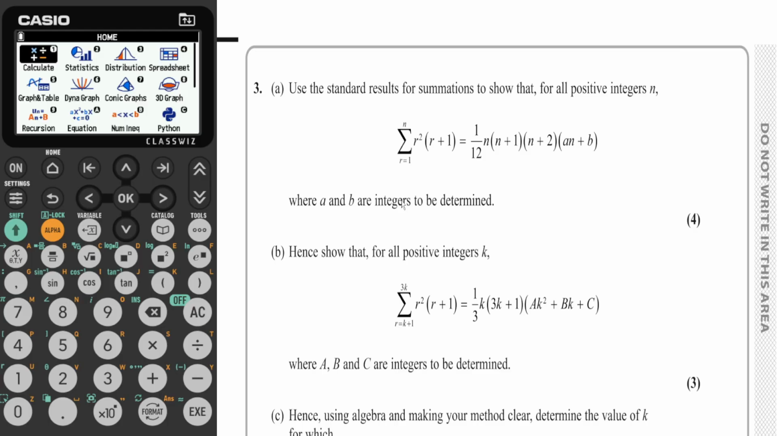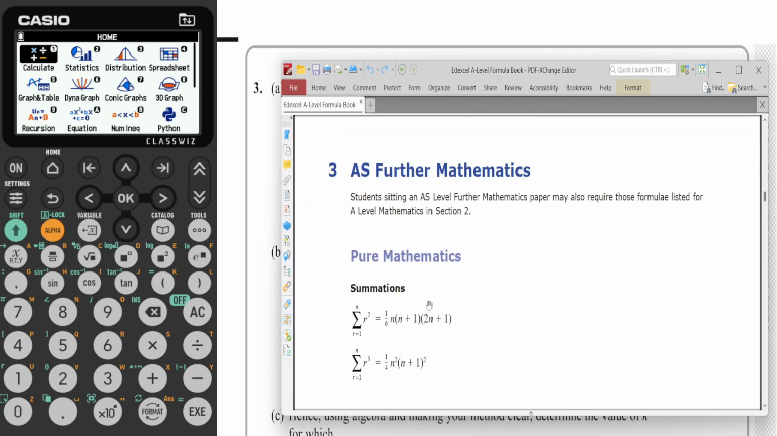Question number 3, part A. Use these standard results for summations to show that for all positive integers n, the sum of r squared times r plus 1 from r equals 1 to r equals n is equal to 1/12 times n plus 1 times n plus 2 times an plus b, where a and b are integers to be determined. For this question, we would have to use the standard formula, and that is shown here.